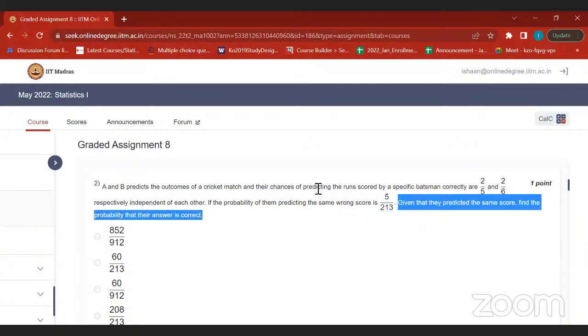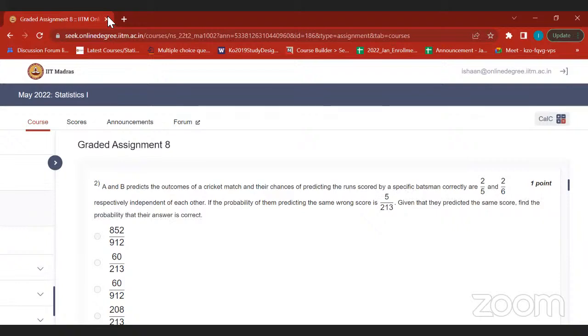So you were able to understand what is mentioned in the question till now, right? Yes, sir. Okay, let's do it in terms of the statement. What all events do we need? One event we need is that they predicted the same score. So one event I can make is: prediction is the same.